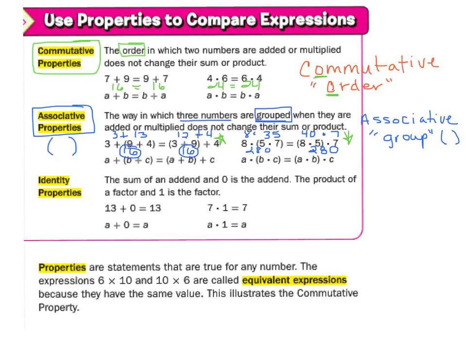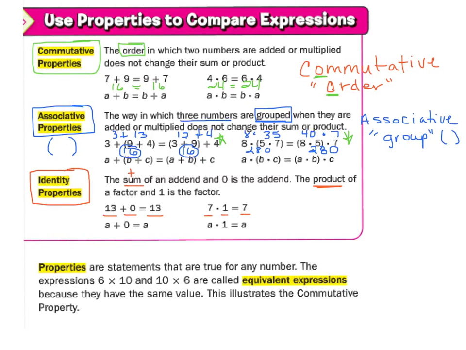Okay, and our last property is the identity properties. There are two of them, one for addition and one for multiplication. When we have the sum, which means add, of a number and the addend 0, so 13 plus 0 equals 13. The product of a factor and 1 is that factor. So we have 7 times 1 is 7.